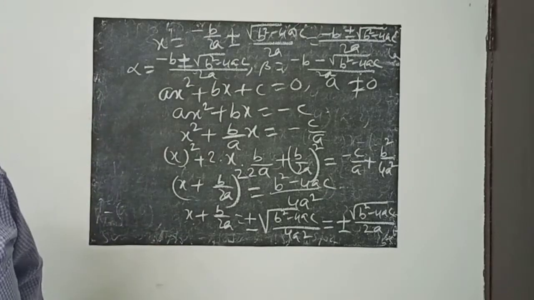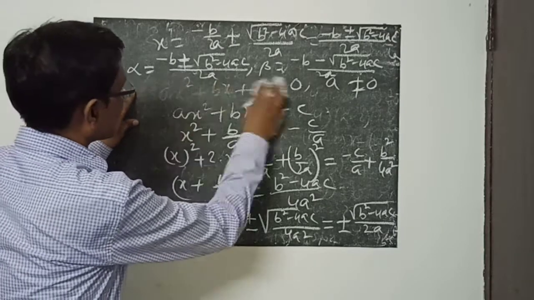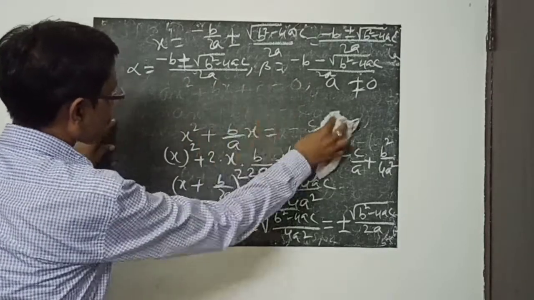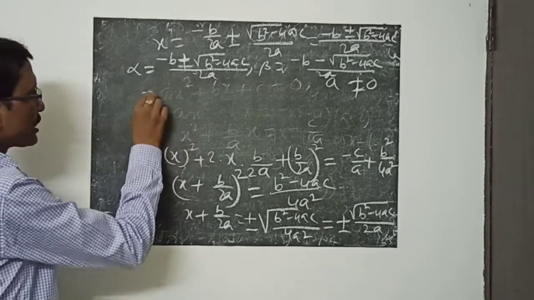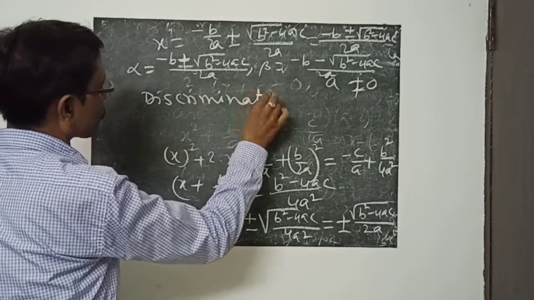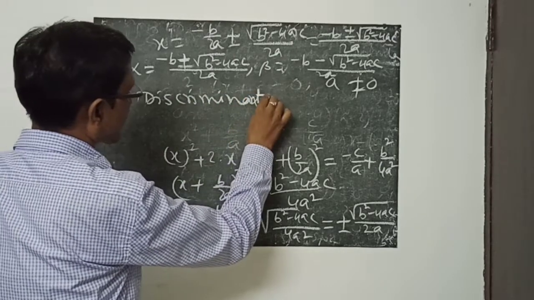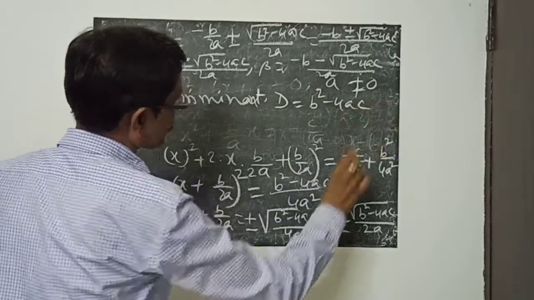That is known as the discriminant of the equation. After that, b square minus 4ac is called the discriminant. It will decide the roots. The discriminant is denoted by D, equal to b square minus 4ac.